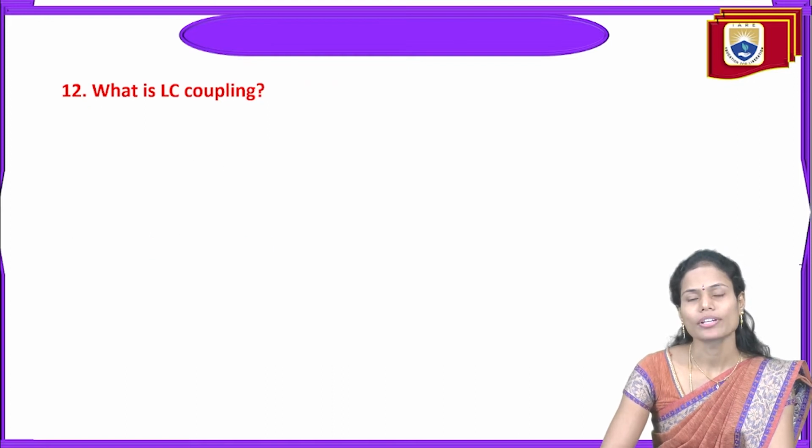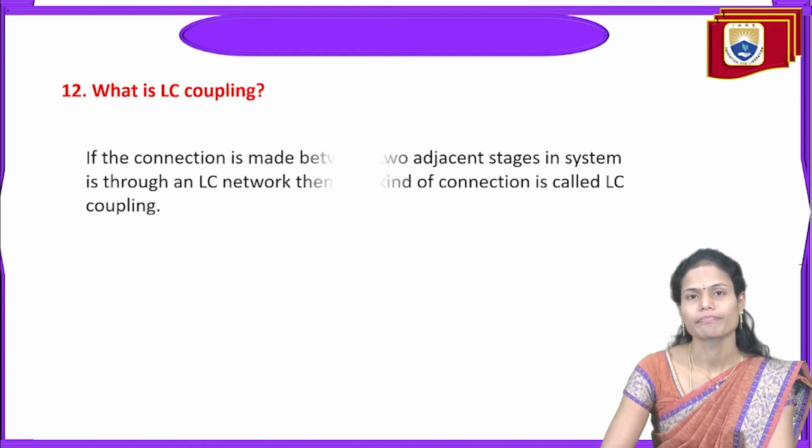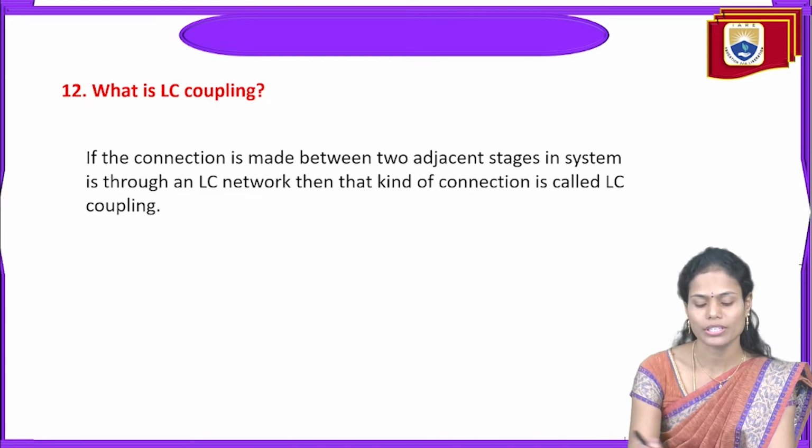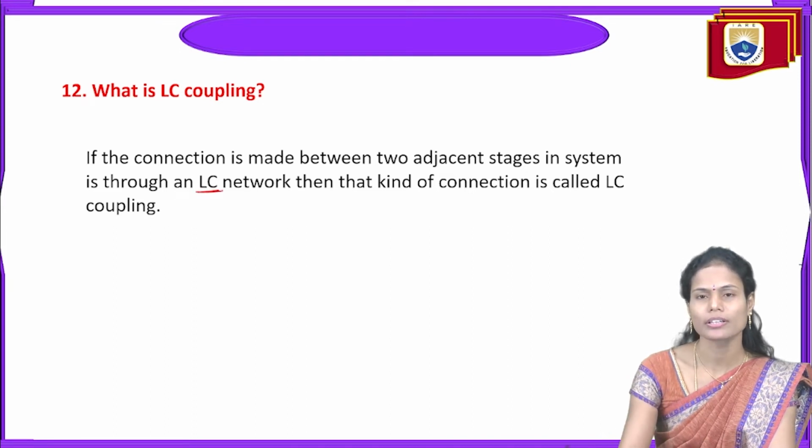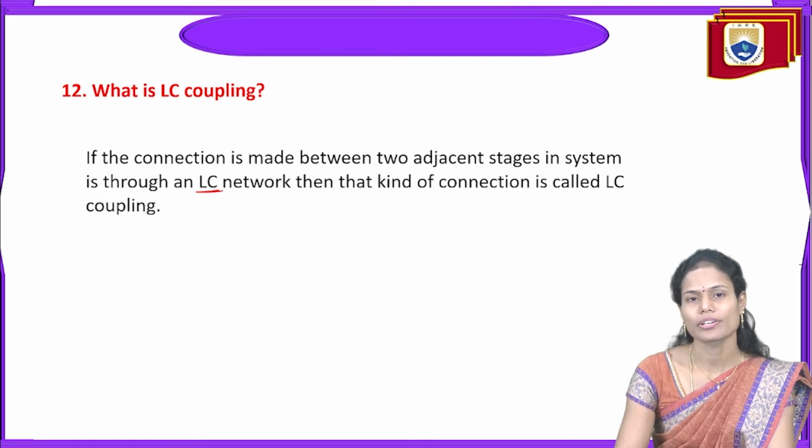And next, what is LC coupling? In the multistage amplifier, if the connection between two adjacent stages in a system is through an inductor and capacitor network, then that particular type of connection is called LC coupling.